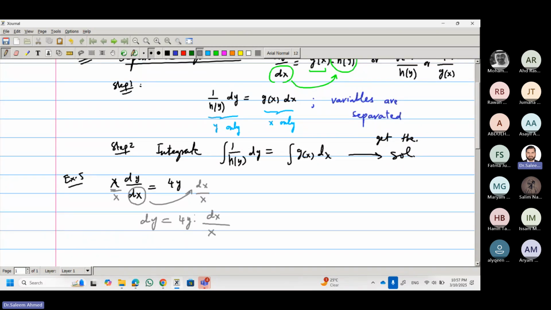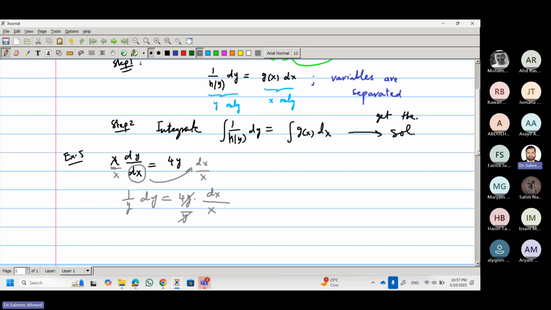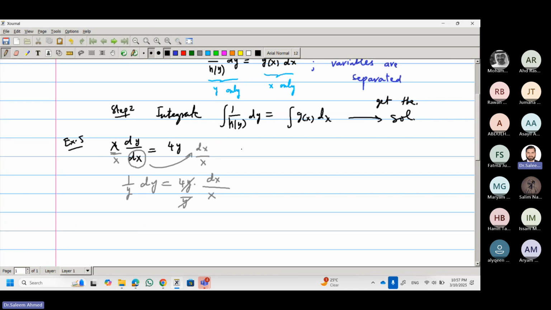But I don't want this y here. So you can divide by y on both sides as well. So you see, y is also gone. From here you got 1 over y dy is equal to 4 over x dx, right? 4 divided by x dx and 1 over y dy. So see, there is only y on the left and only x on the right. So variables are separated. This is what we have to do. So step 1 is done.